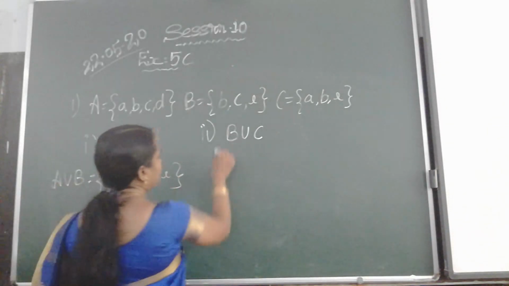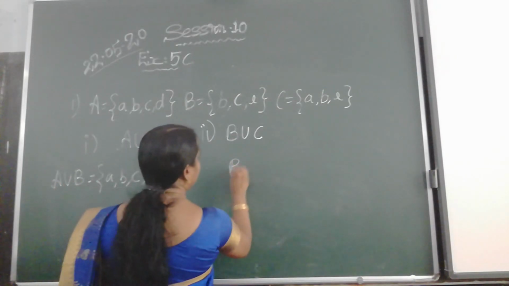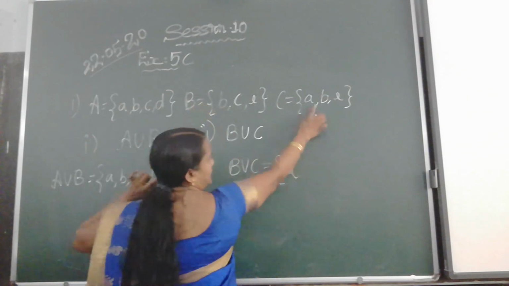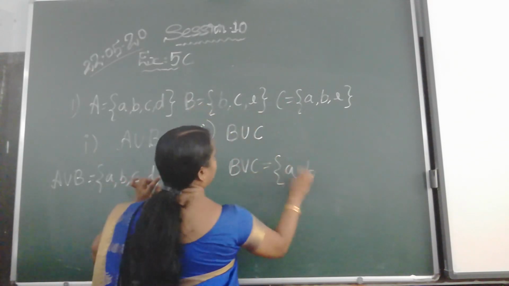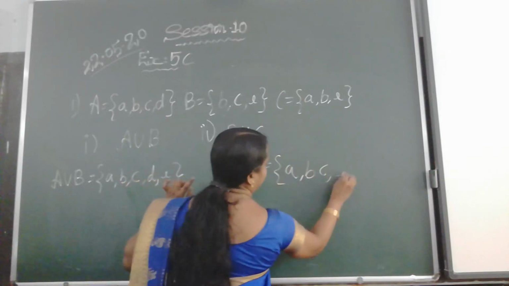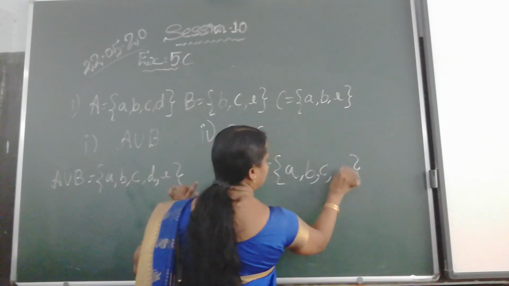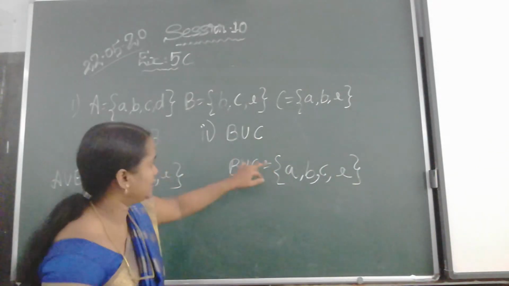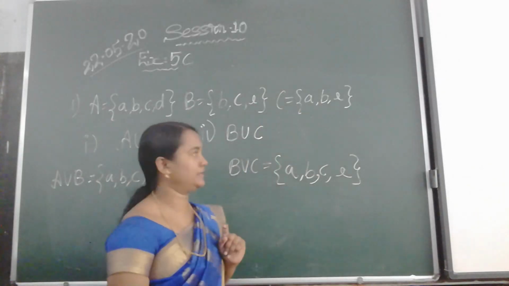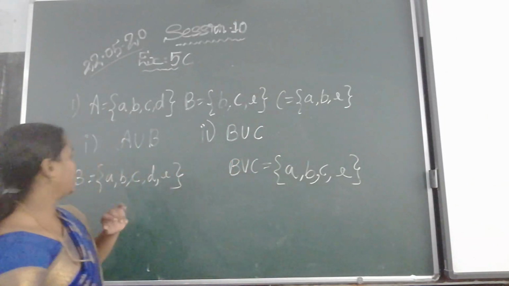Now B union C. We have to compare both. Second one, B union C. That means A, then B is already there, C and E. This will be the answer. B is repeated, so we write it only one time, and E also is repeated, so we write it only one time. Write it down now.